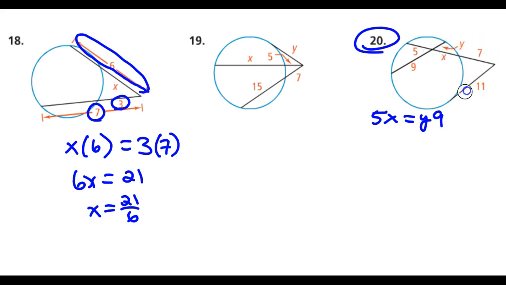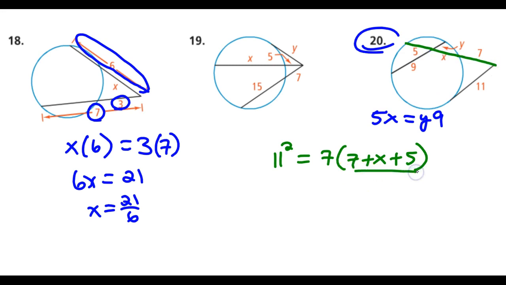How can I figure this out? Well, I've got a tangent and I've got a secant right here. So let's start with what I know about that. I'll start with the tangent. 11 squared, that's the outside part times the whole thing, 11 times 11, is equal to the outside part on this, which is 7. Well, what's the whole thing? The whole thing is 7 plus x plus 5. Notice that's the whole length of this line. 5 plus x plus 7 is the whole thing, and then 7's the outside part.